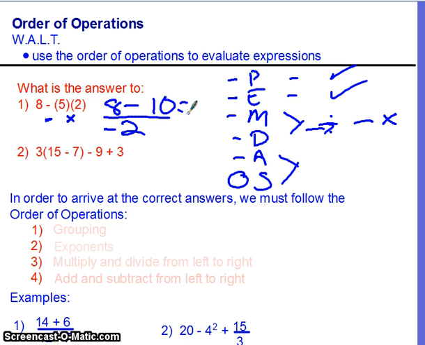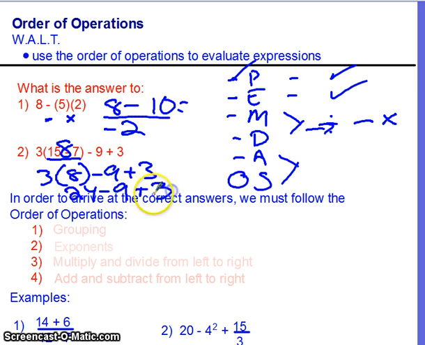Let's look at number 2. We do have parentheses actually, so we're going to get rid of what's inside the parentheses first. So 15 minus 7 is the operation first. So we want to get 15 minus 7 is just 8. So now it's going to be 3 times 8 minus 9 plus 3. So the next operation we have is multiplication. So we have 3 times 8 is 24 minus 9 plus 3.